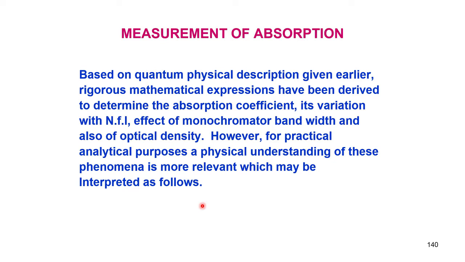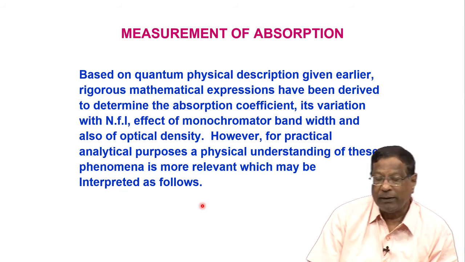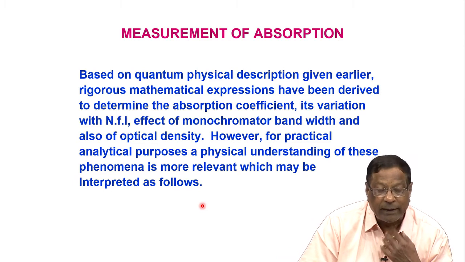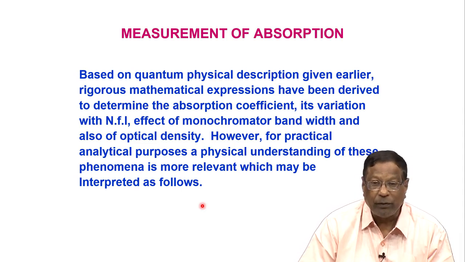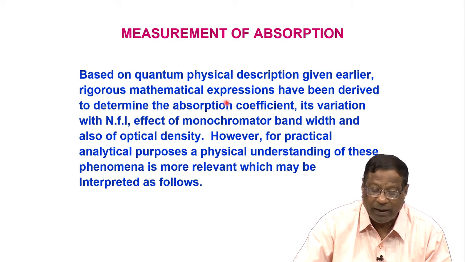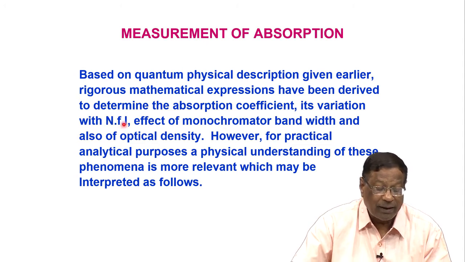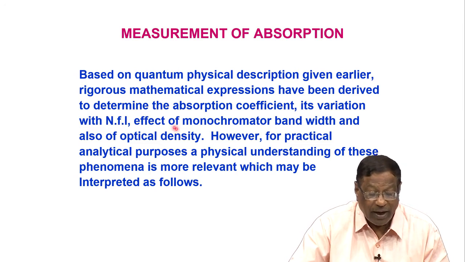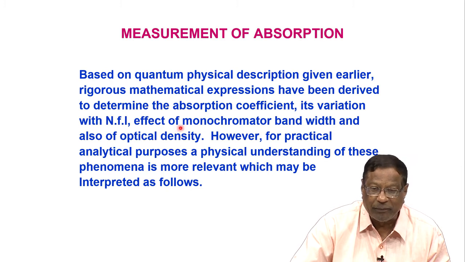Okay. So, how do we measure the absorption of an atomic system? That is what this course is about. So far we have been discussing only the electronic structure, etc., and we would now move on to the quantitation of the absorption. Based on the quantum physical description given earlier, rigorous mathematical expressions have been derived to determine the absorption coefficient, that is Einstein absorption coefficient, etc., and its variation with number of atoms, path length and frequency, and the effect of monochromator bandwidth and also of the optical density. And optical density is nothing but absorbance, you should remember that.